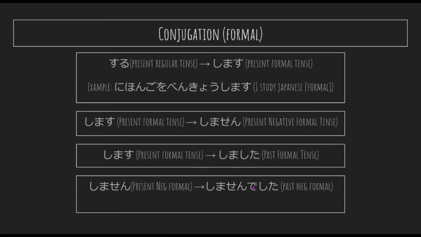So now let's look at the formal form of the suru verb. The formal form being the masu form, of course. First, let's look at the present formal tense. Here we have suru turns into shimasu. Again, su turns into shi here, and we simply add masu afterwards. Quite simple. If this were not an irregular verb, it'd be something like surimasu or something like that. Like, well, here I'll draw it. Surimasu.